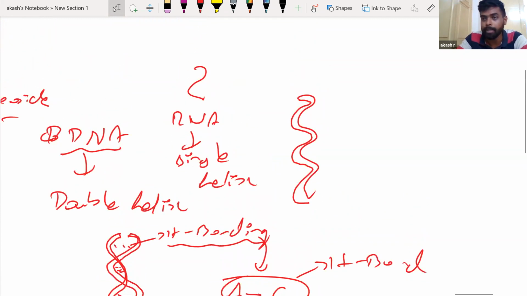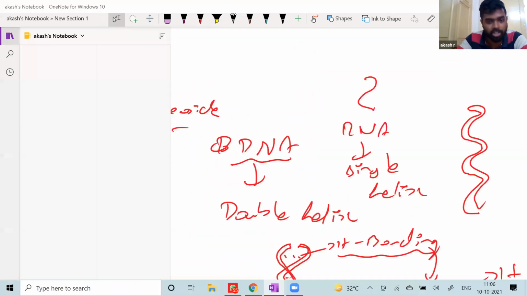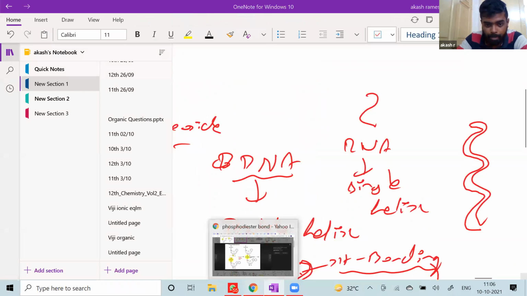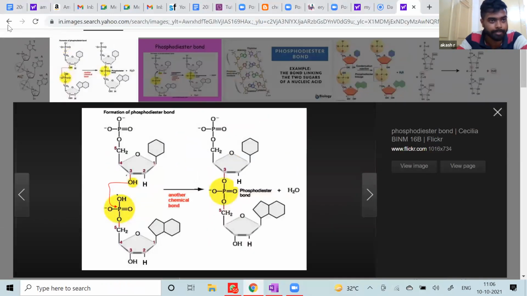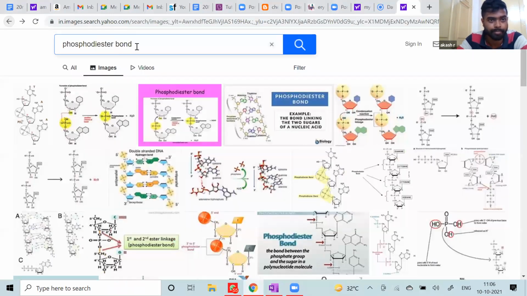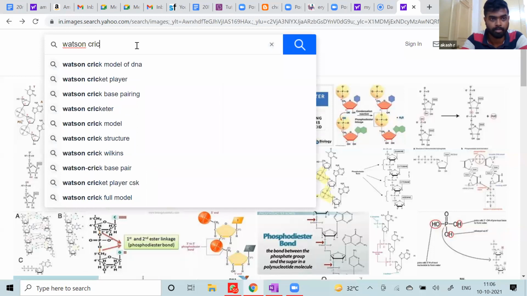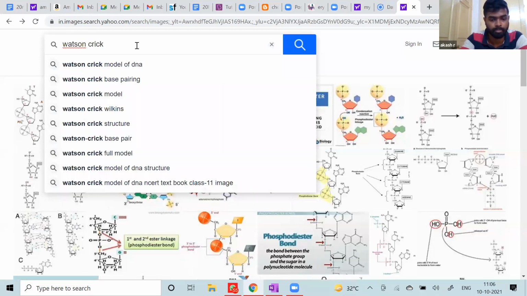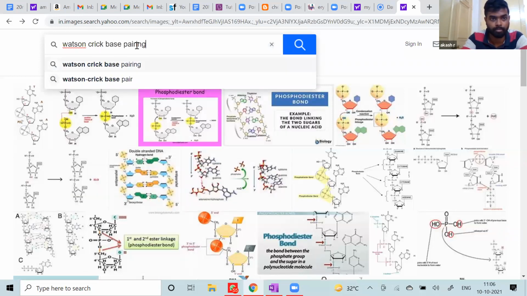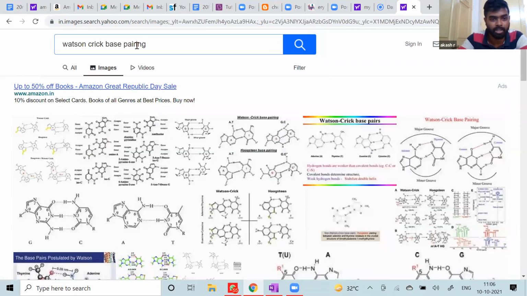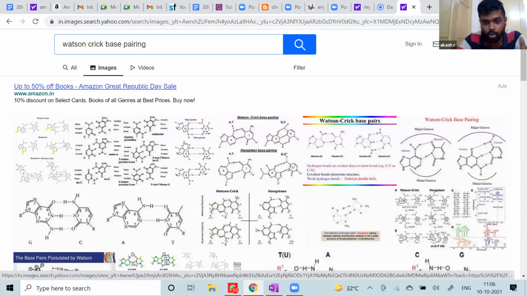Now let me show you how exactly the hydrogen bonding is formed. Again, this is not important, people, just for you to understand. So this is what is called Watson-Crick base pairing. But again, you do not need to know this Watson-Crick base pairing and all.